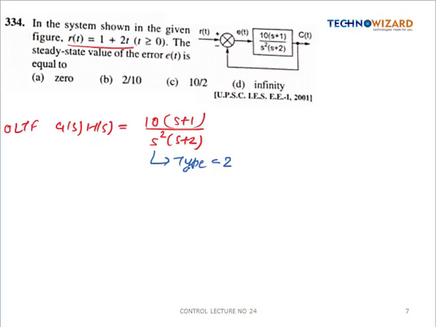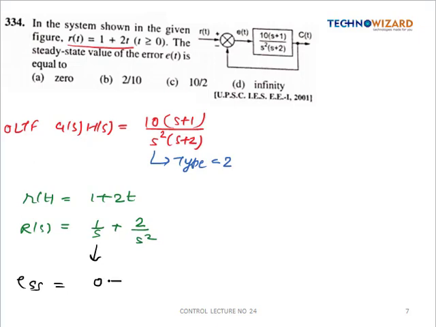As it is type 2, the error will be finite for the parabolic input. Now we are applying the input r(t) = 1 + 2t. So 1 is a step input and 2t is a ramp input. So R(s) is given by the Laplace of 1, which is 1/s, plus 2 times the Laplace of t, which is 1/s². Now the steady state error in case of step input, and it is a type 2 system, will be equal to 0. Similarly for the ramp input it will be equal to 0, so the steady state error is 0.